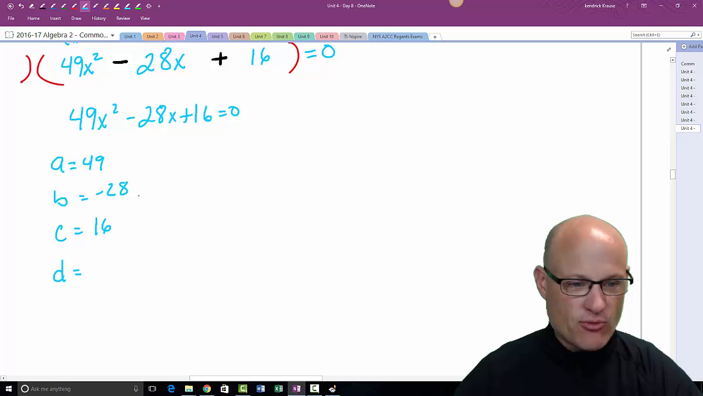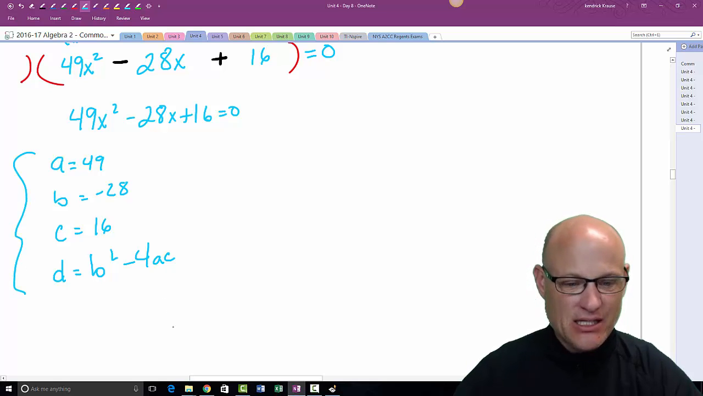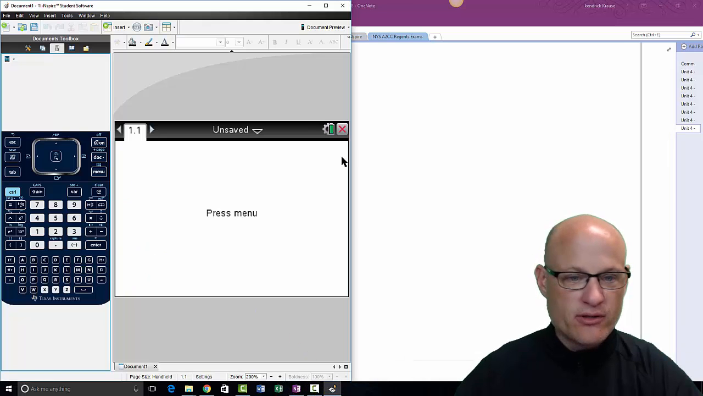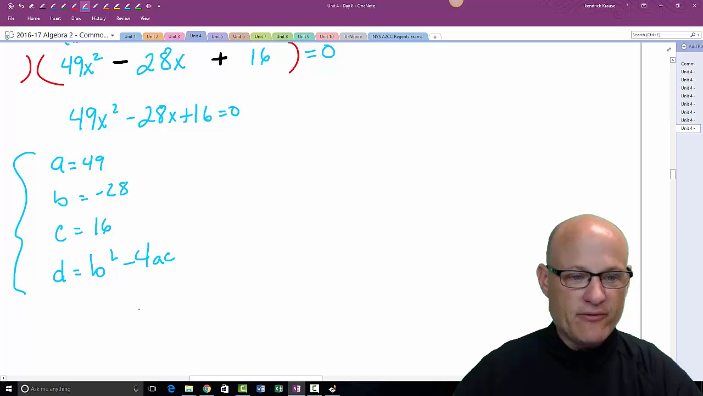D is the discriminant. I should write that as capital D, but it doesn't matter. B squared minus 4AC. That's the discriminant. By the way, once this work's done, the problem's simplistic. I don't know what negative 28 squared is. I don't care about the negative because I know the negative will go away. So I'm just going to do 28 squared, and that's 784. So 784 minus 4 times 49 times 16.